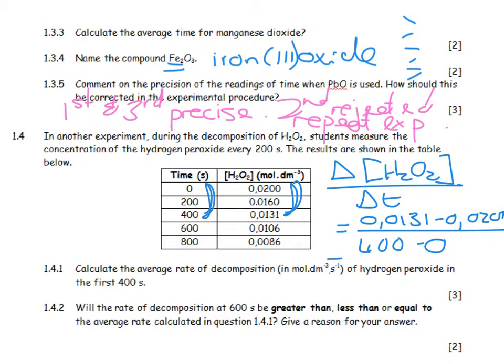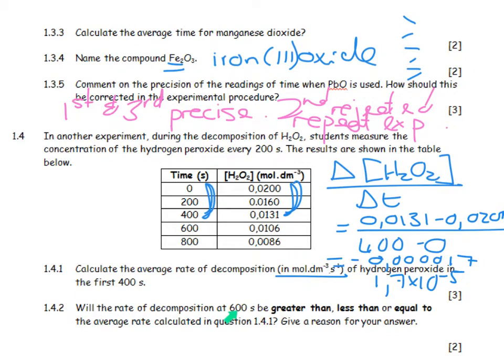And you land up with a negative answer. It's going to be negative 0,000017, or if you prefer, 1,7 times 10 to the negative 5. And the unit has been given to you. I didn't actually allocate a mark for that. And it's negative because the concentration is actually decreasing. I wasn't overly strict on that, but I could have been, and they will be in a matric exam.